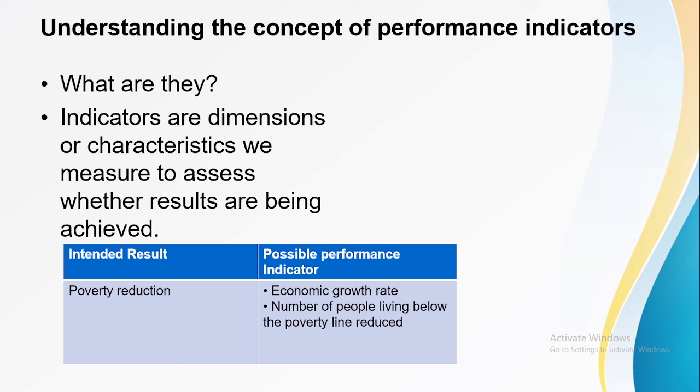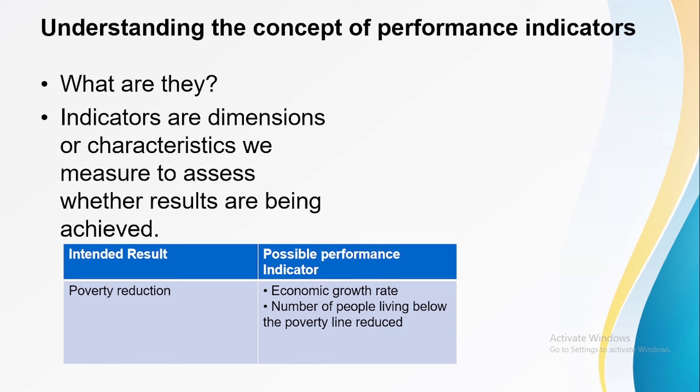Understanding, how do you understand the concept of indicators? What are they? Indicators are actually dimensions or characteristics we measure to assess whether results are being achieved. An example, we have one result here, poverty reduction. A possible indicator could be economic growth. What will show that there will be poverty reduction in the country.